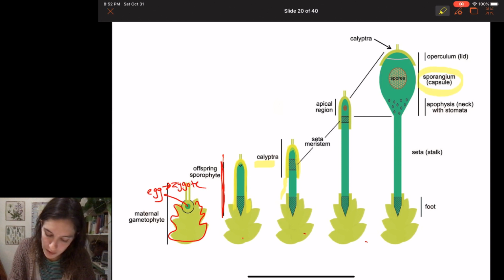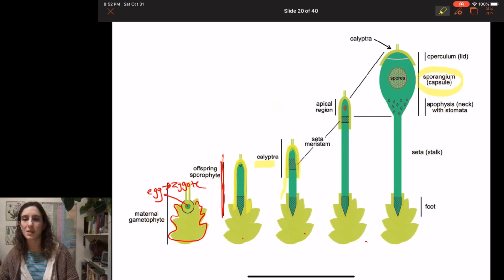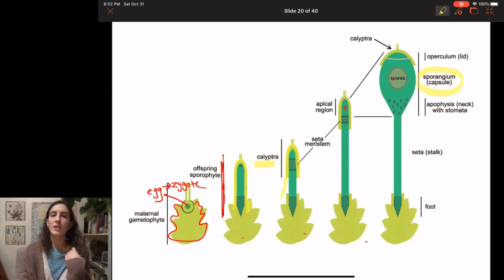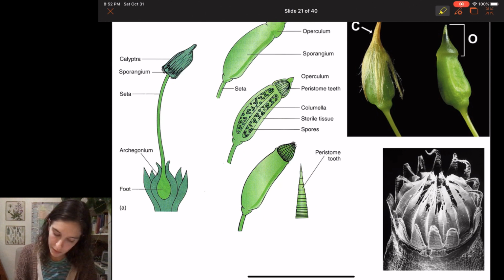Now, the sporangium, this is a very important spot, because this is the site of meiosis. This is where meiosis is occurring and creating those sporopollenin-coated meiospores we talked about earlier, which will go on to produce gametophytes, and then it all restarts. Okay. Let's close that up.